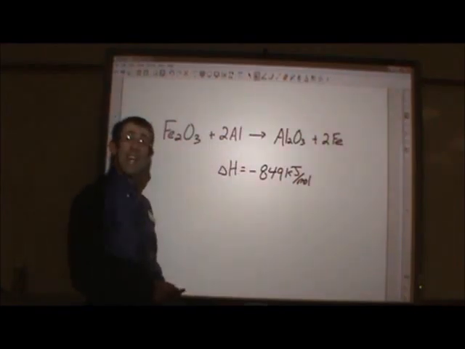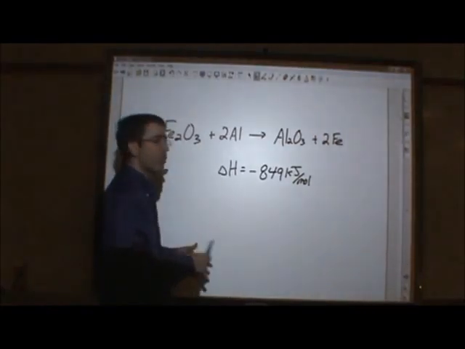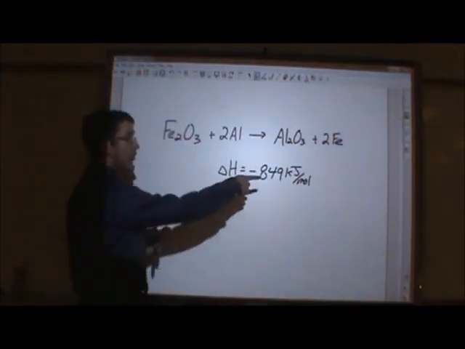Why do they write this negative? Because exothermic energy is leaving. So we're losing energy if it's exothermic, so it becomes negative. So this is one way to write it.